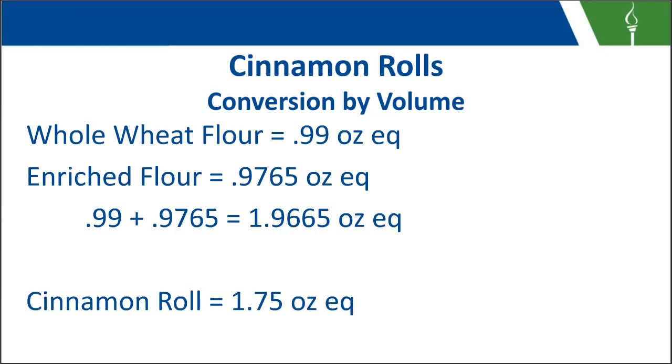However, if you get to this point and you see that you're just shy of that marker, you can go back and modify your recipe just a little bit to make sure that you're getting that extra 0.04 ounce equivalent to reach that 2 ounce equivalent if that's what you're needing for your recipe.